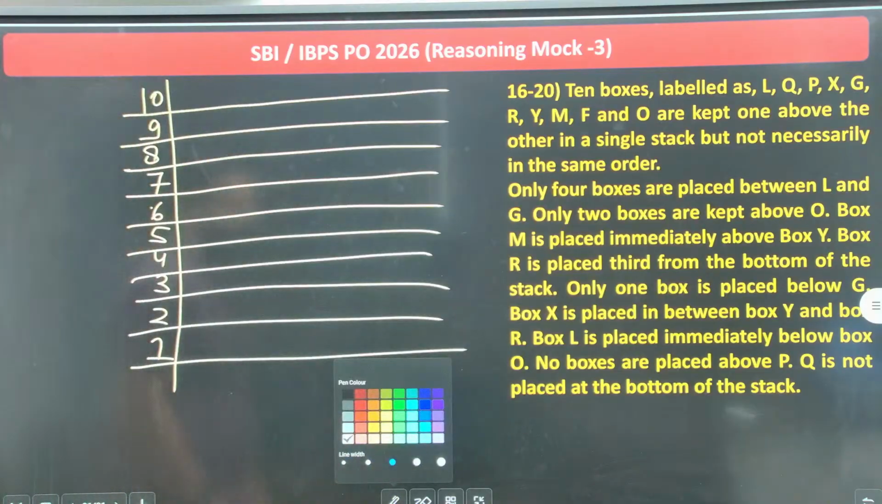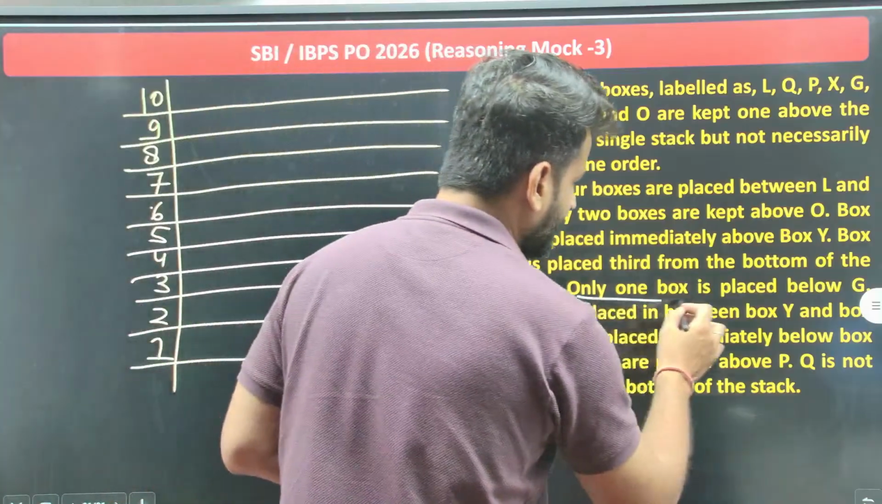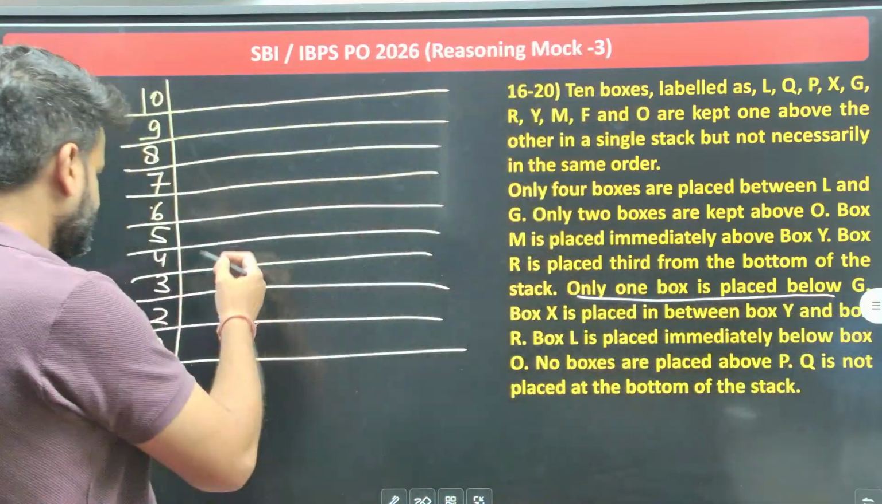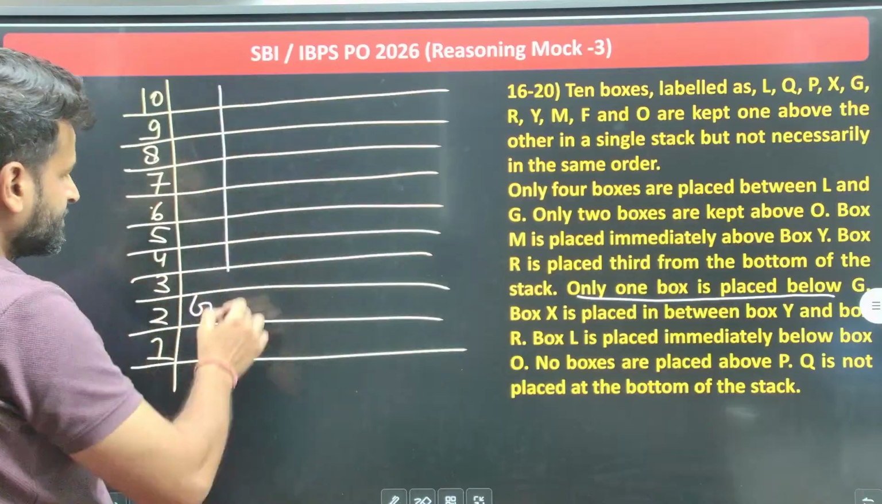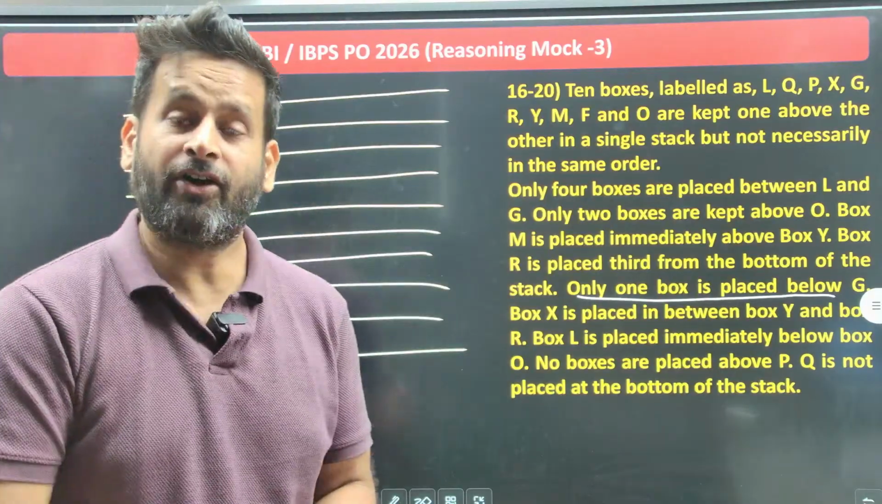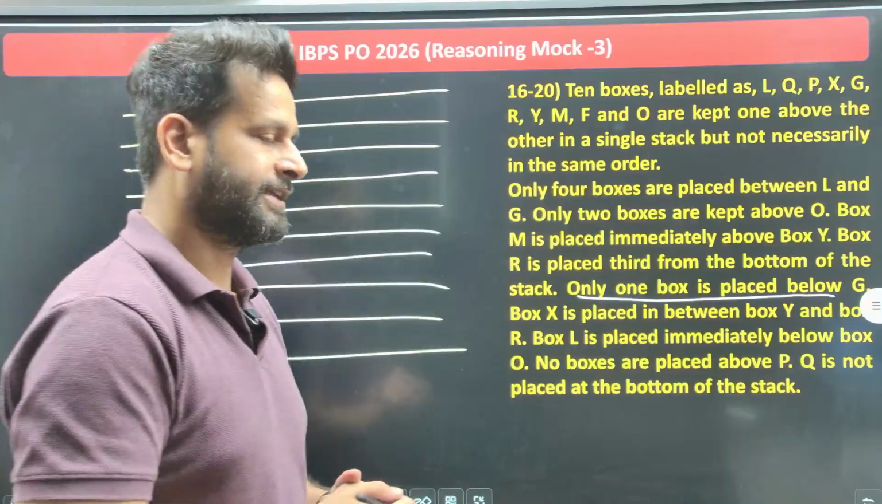Shall we see? Important and interesting condition. Only one box below G. Below G, it will be only one box. So there cannot be any other important or helpful or useful condition than this. It is important.